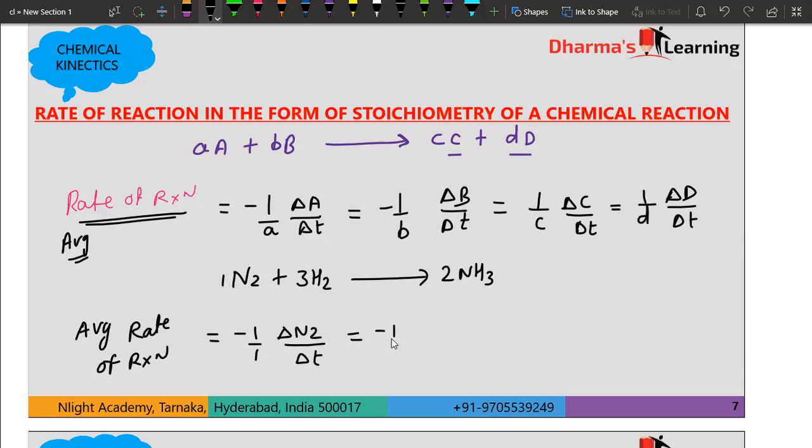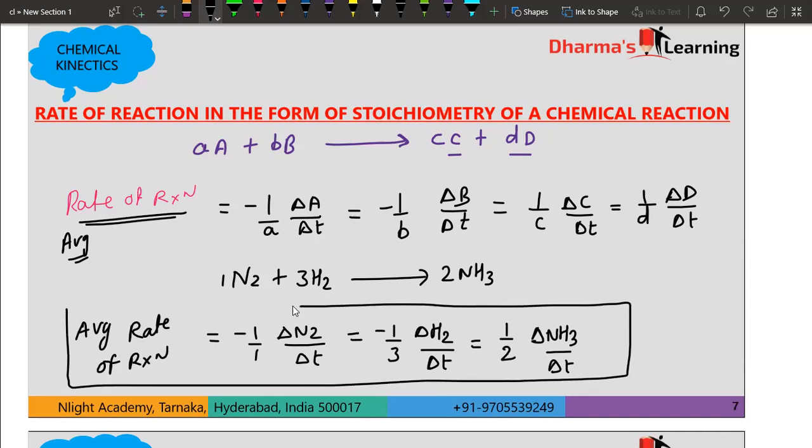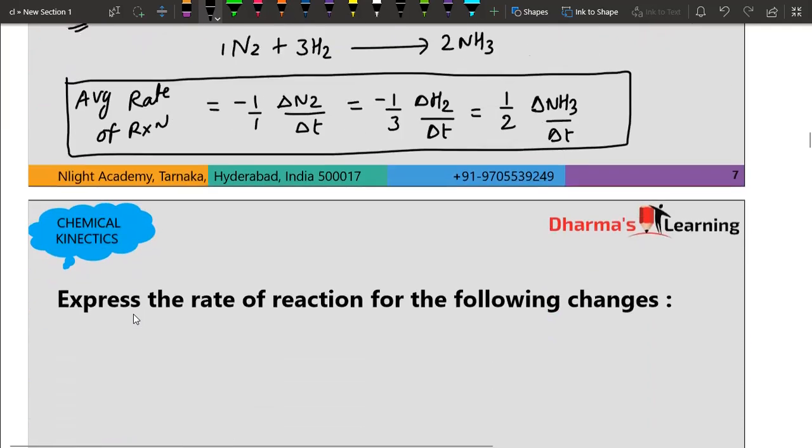It will be minus 1 by 3, with the stoichiometric coefficient at the bottom, change in concentration of hydrogen divided by change in time. That will be equal to the product, which is represented with the positive symbol itself: plus 1 by 2, change in concentration of ammonia divided by change in time. So this is how to represent the average rate of the reaction with stoichiometric coefficients. This is how to find the average rate.